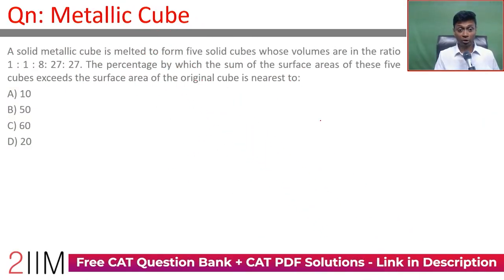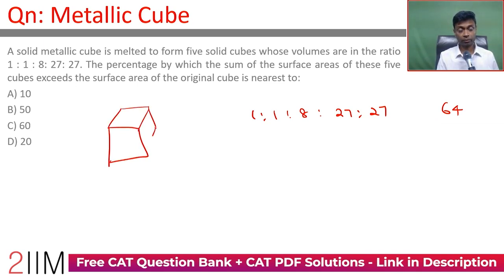A solid metallic cube is melted to form 5 solid cubes whose volumes are in the ratio 1:1:8:27:27. We add all of this, 27, 27, 8, 1, 1. It adds up to 64. So we could have imagined a large cube of size 4 by 4 by 4. It would have had 64 pieces. Then we have 1, 1, 8, 27, 27.